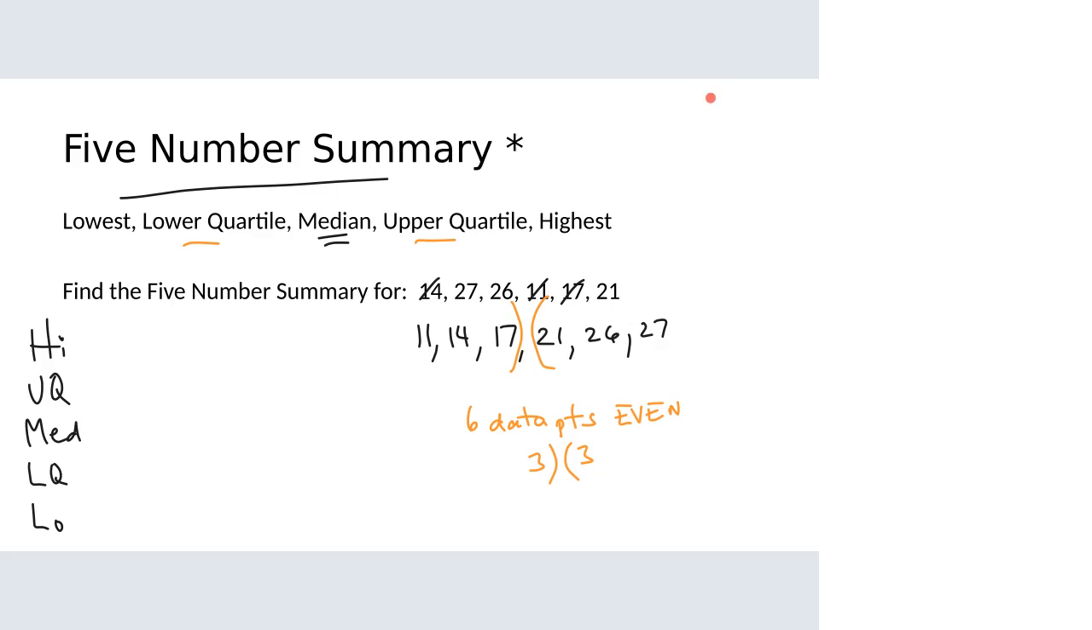Okay, a couple ways you could do that. One way is to say, what's halfway between 17 and 21? That may or may not be comfortable for you. If it's not, it's totally fine. 17 plus 21 over 2 is 38 over 2, and that's 19. So our median of this data set is going to be 19. We didn't do the upper and lower yet. We can go ahead and knock those out. Those are easy to find. The lowest is 11, and the highest is 27.